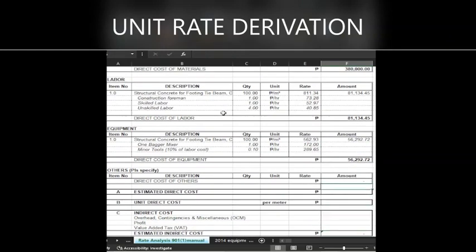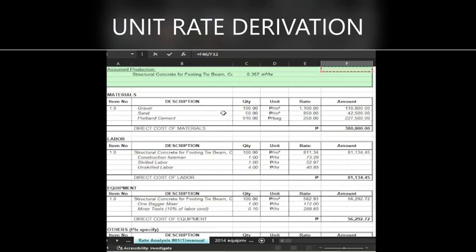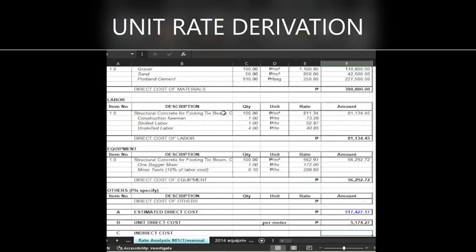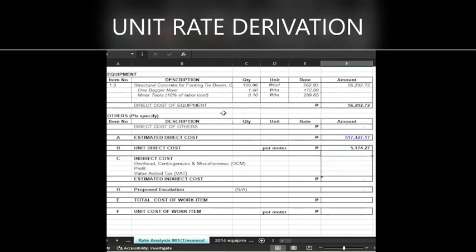So we have no direct cost of others, so we'll just assume this one. Direct cost is the sum of these labor, equipment, and materials. Unit price of the direct cost, we will just divide this one by 100 cubic meter, so that we have 5,174 for 1 cubic meter of concrete. This is the unit direct cost.